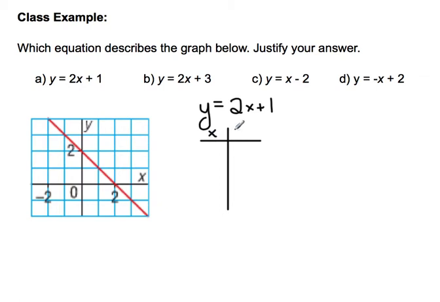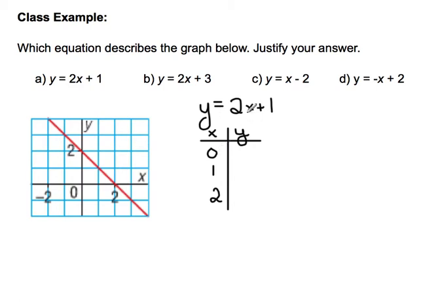Now you remember, a lot of my students have difficulty remembering this. You can choose any values of x that you want. I'm going to stay around the origin here. I'm going to choose 0, 1, and 2 for my x. You can choose the negatives, but I don't like doing calculations with negative values, so I'm going to choose my values of x as 0, 1, and 2. And I'm going to create a table.